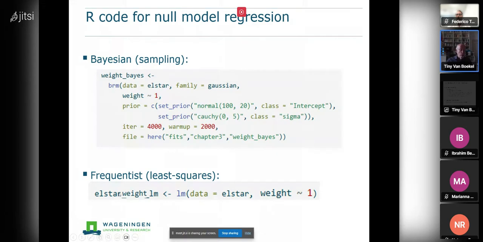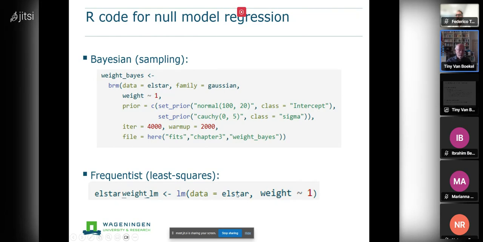In the frequentist way, you see it is much simpler. This is the R code, LM stands for linear model. It also says the data are L-star, as we did here, and it says regress weight as such, and that's the same as here. We don't specify any likelihood function here because this is already built in. The assumption is that this is a normal distribution. If you use least squares, by definition, you have a normal distribution. And that is something to realize.